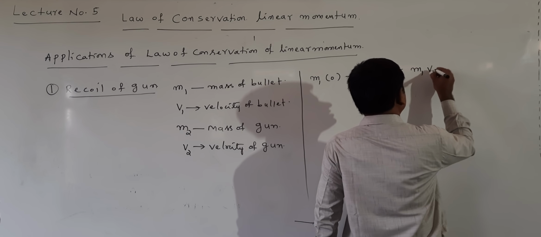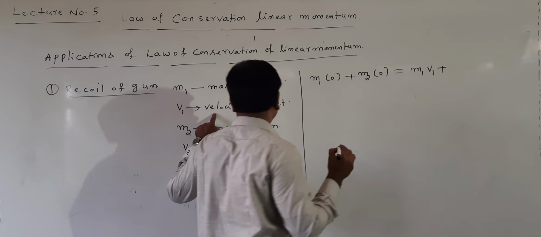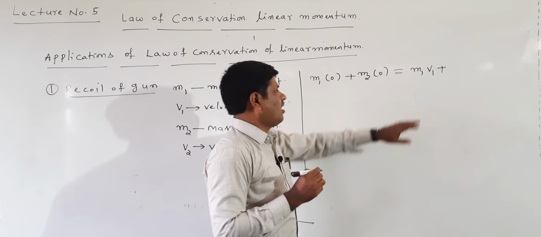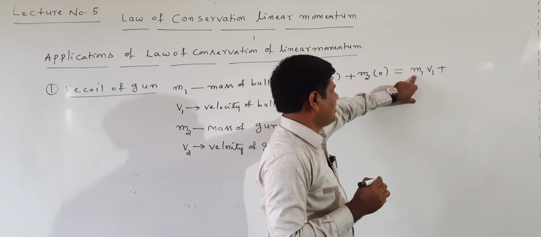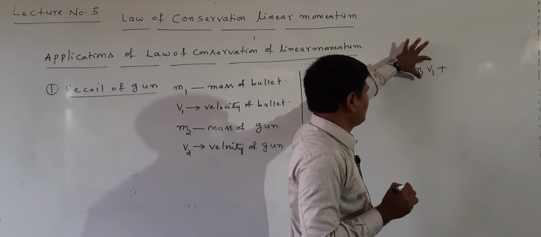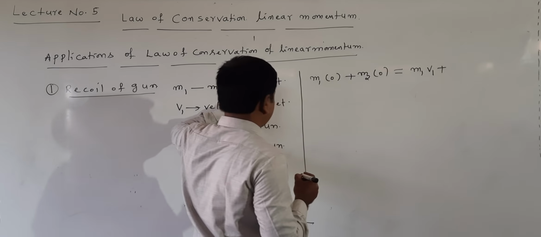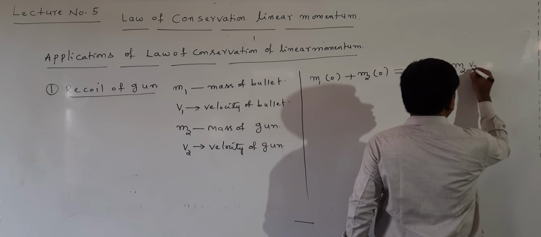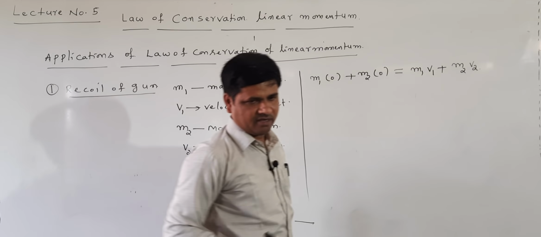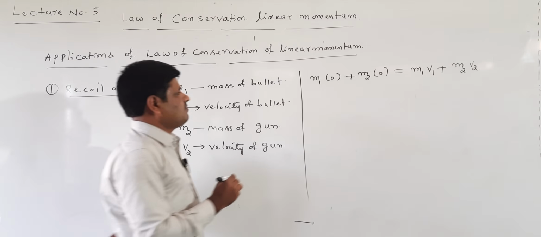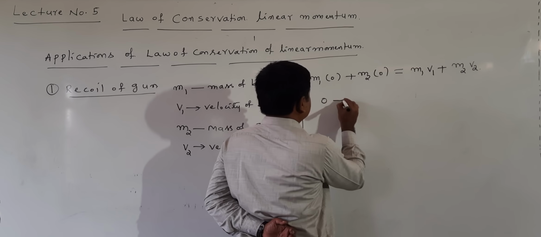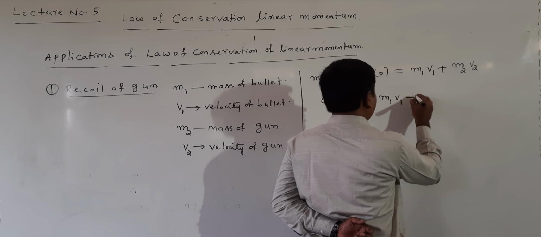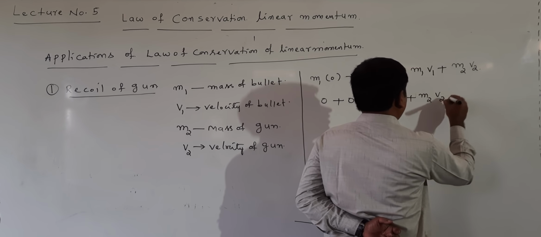After firing, their velocities are v1 and v2: the velocity of the bullet after firing and the velocity of the gun after firing. So after firing their momentum will be written as m1 v1, the momentum of the bullet after firing, and m2 v2, the momentum of the gun after firing. Now we write 0 plus 0 is equal to m1 v1 plus m2 v2.